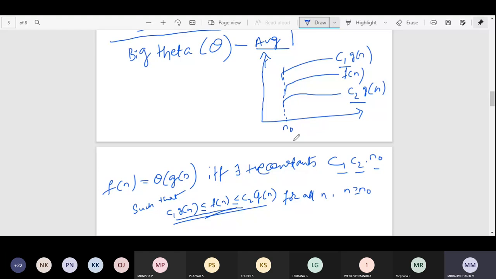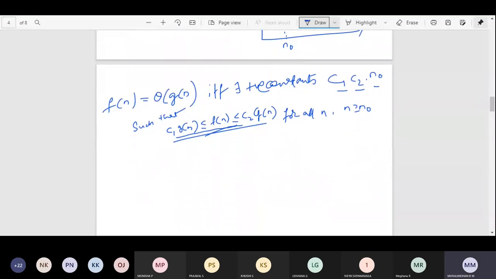So what should we modify here? Either we should modify this one or this one, right? So here it is C2 g of n and here it is C1 g of n. Now is it right? Yes, sir. Okay, you just see now. C1 g of n is less than f of n. Again, it is less than C2 g of n. So f of n is in between C1 g of n and C2 g of n. Clear?